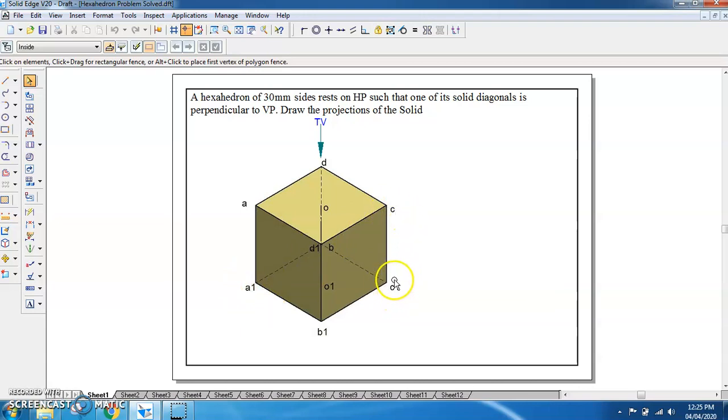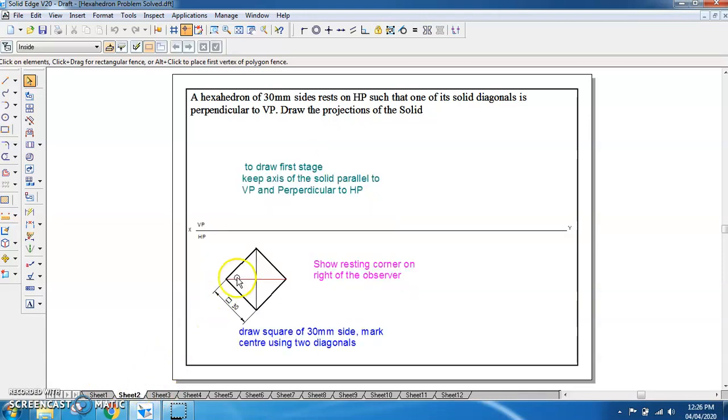Suppose I connect C1 point to A, I get another solid diagonal. Suppose if I connect B1 point to the opposite direction, that is D, then I get another solid diagonal. So like this we have got 4 solid diagonals to the hexahedron. So here we are considering one of them. 2 solid diagonals are passing through the corner. So that's why we'll be making the square to rest it on the corner, and we'll be drawing this square, and we'll be getting the center of this square by connecting 2 diagonals.